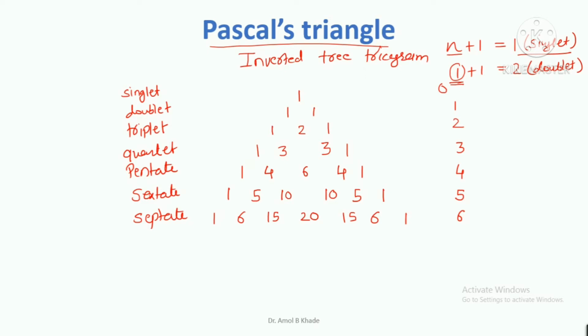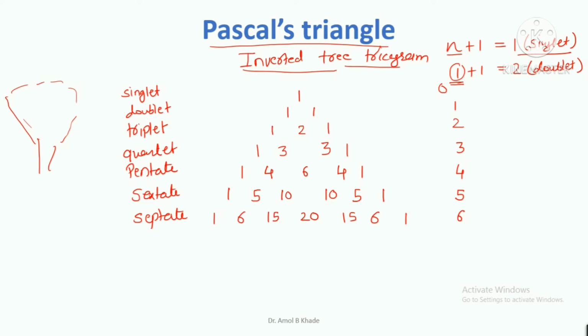Usually the tree is like this, but this is exactly opposite. At the base it is flat, and at the top it is pointed. So you can see it is a triangle, and to be more precise, it is an inverted tree diagram. By drawing this inverted tree diagram, or Pascal triangle, we can predict the intensity of the multiplets.